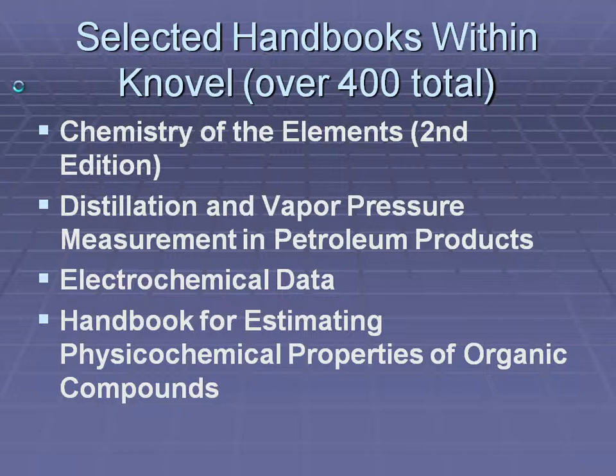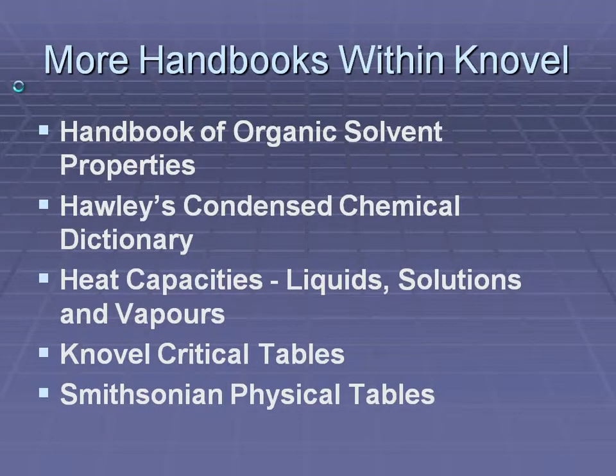Again, there are over 400 handbooks in Novel where you can search. For example, here are a few: Chemistry of the Elements, Distillation of Vapor Pressure Measurements in Petroleum Products. Go to the next page, we'll have a few more examples: Hawley's Condensed Chemical Dictionary, Smithsonian Physical Tables. So we can search all over these 400 plus handbooks for both textual information and data.